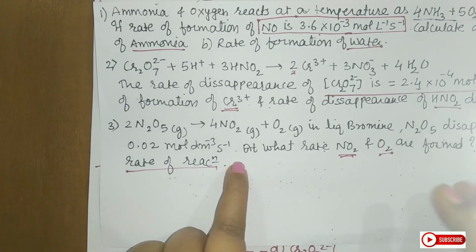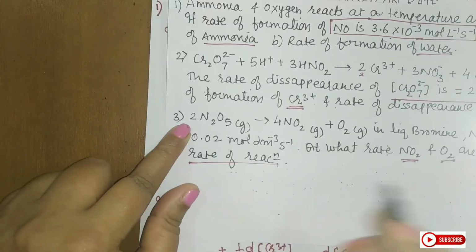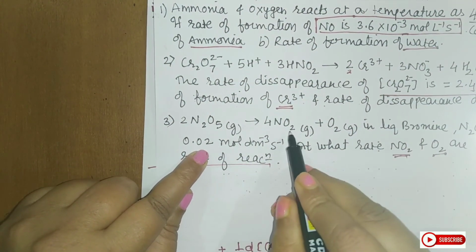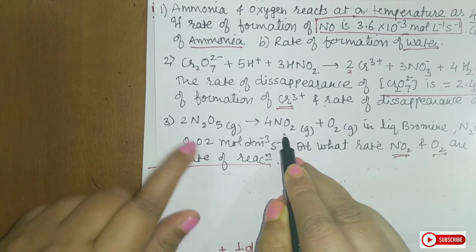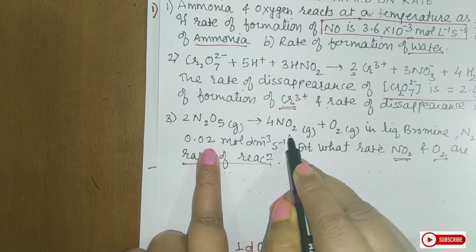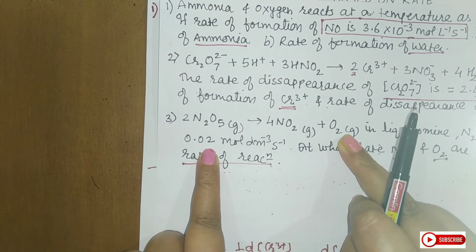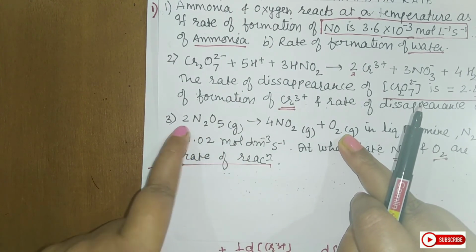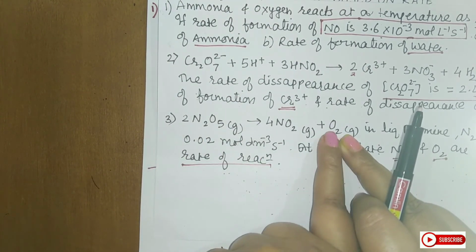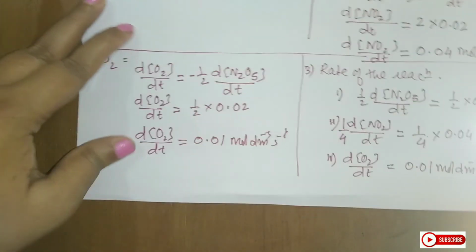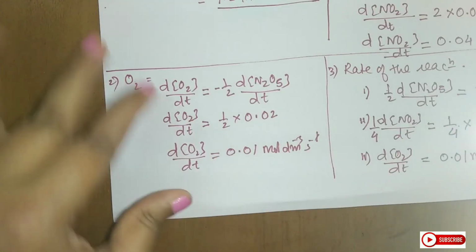Now if you see this, students, here they have given this for N2O5, that is 0.02. So what will be the concentration of NO2? It will be double of this. So for NO2 your answer must be 0.04. And what will it be for oxygen? If you see, oxygen is half of this. So this concentration is 0.02, so oxygen will be 0.01. So that is what we have calculated as the answers. So this is a way to check whether your answers are correct.